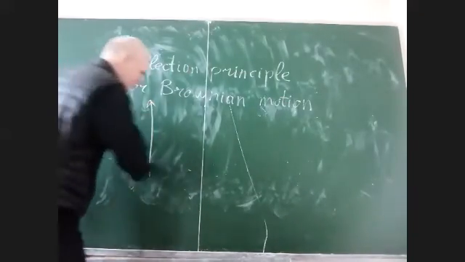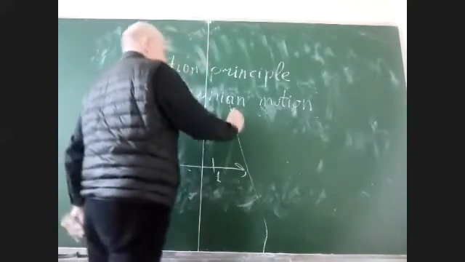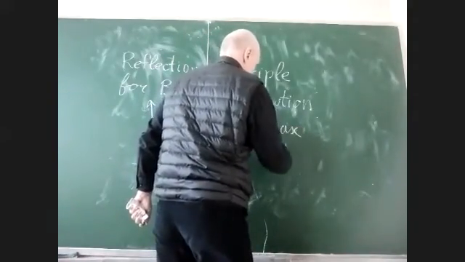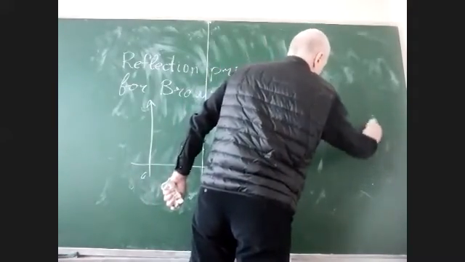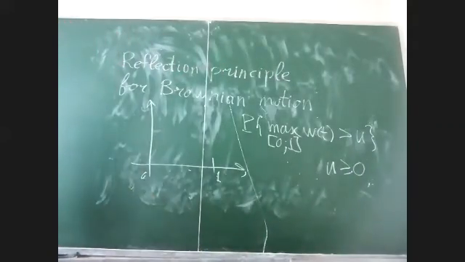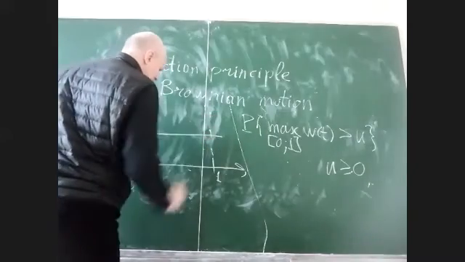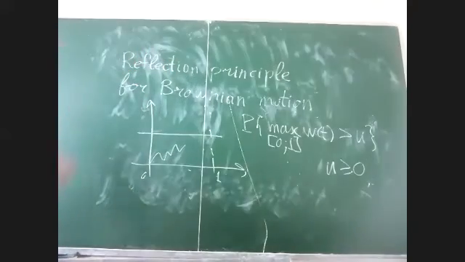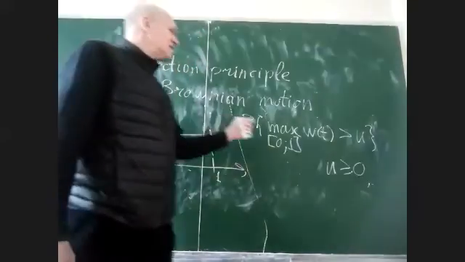Let us speak about the probability that the maximum on the interval 0, 1 of W_t is greater than U. This is the level U. This is our trajectory, and let's consider when such an event can happen.